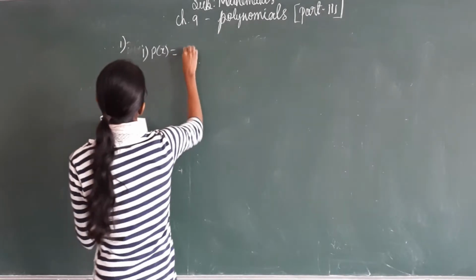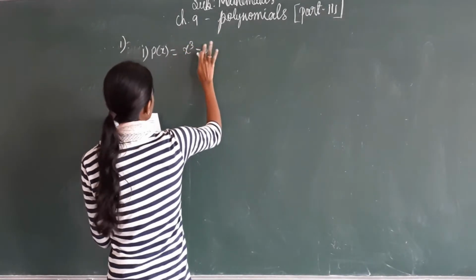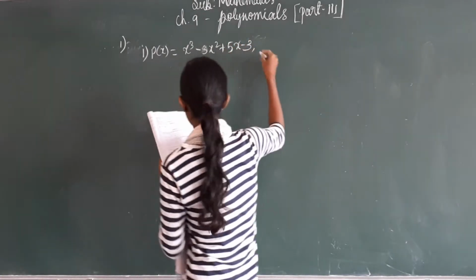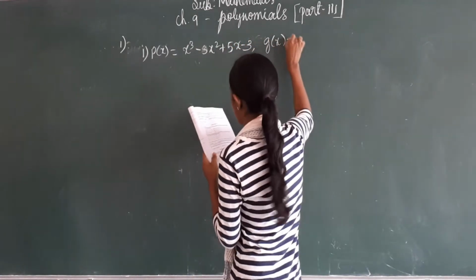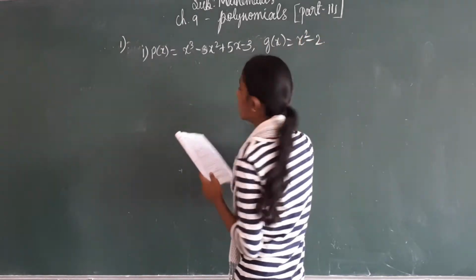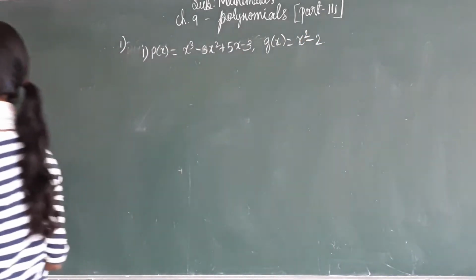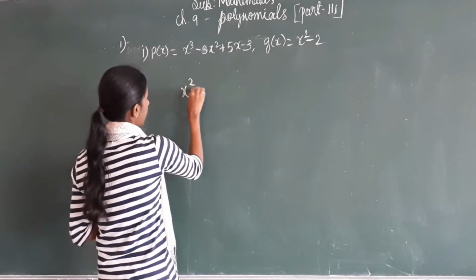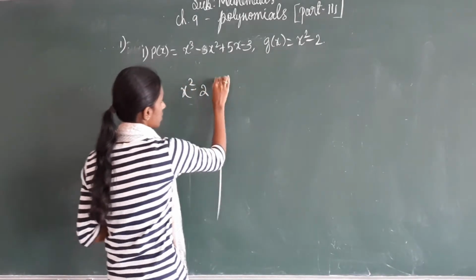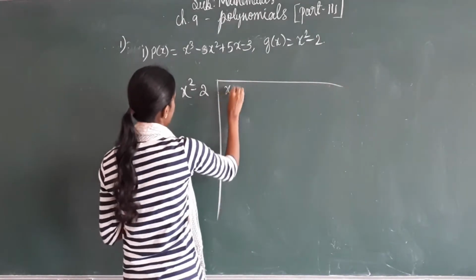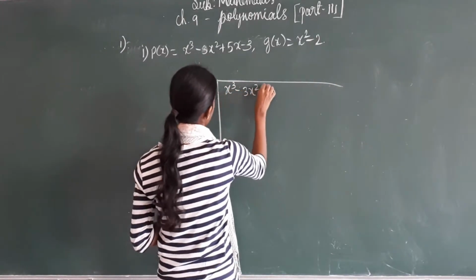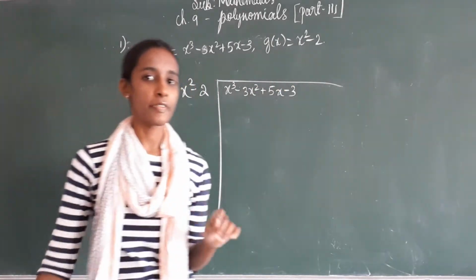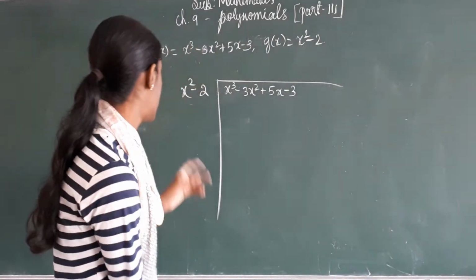is x cube minus 3x square plus 5x minus 3, whereas g of x is x square minus 2. Divide. Okay, x square minus 2 is the divisor, and this is the dividend, x cube minus 3x square plus 5x minus 3. So you have to find the quotient and the remainder, that is q of x and r of x. How will you do?